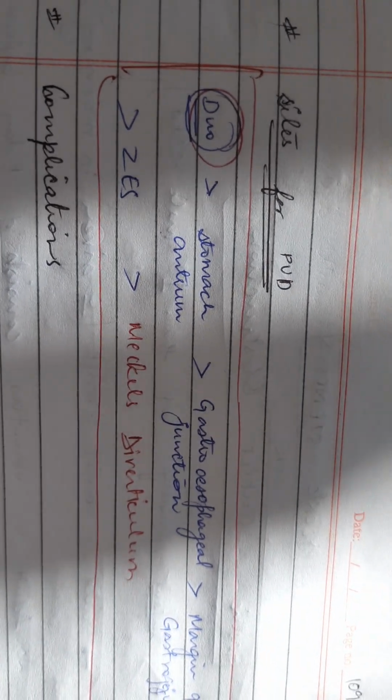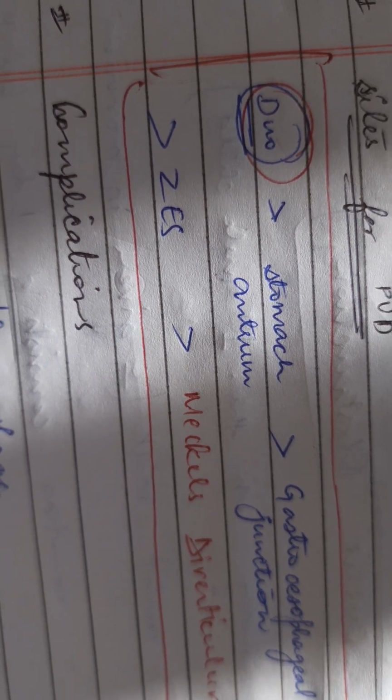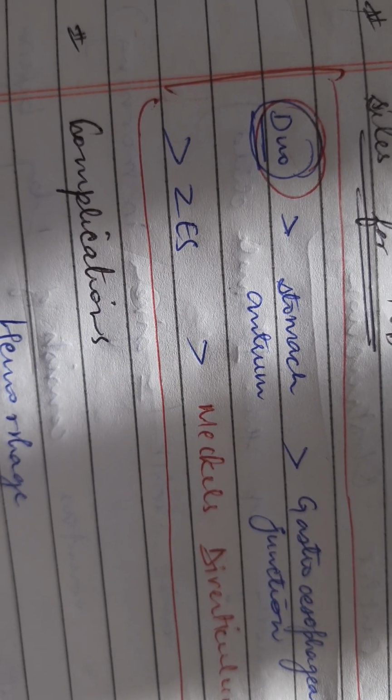Sites for peptic ulcer. Duodenum is the most common site, then stomach antrum, then gastroesophageal junction, then margin of gastrojejunostomy, then Zollinger-Ellison syndrome, then Meckel's diverticulum.